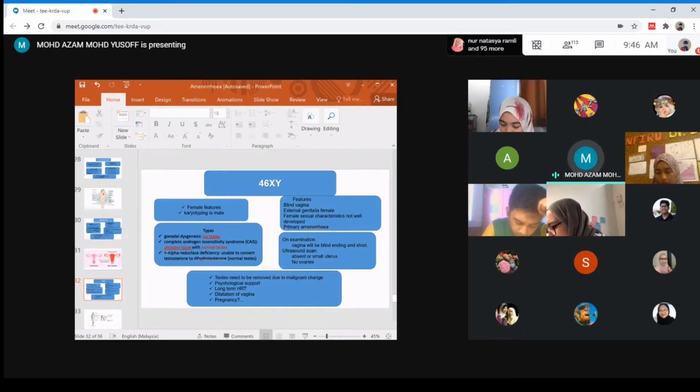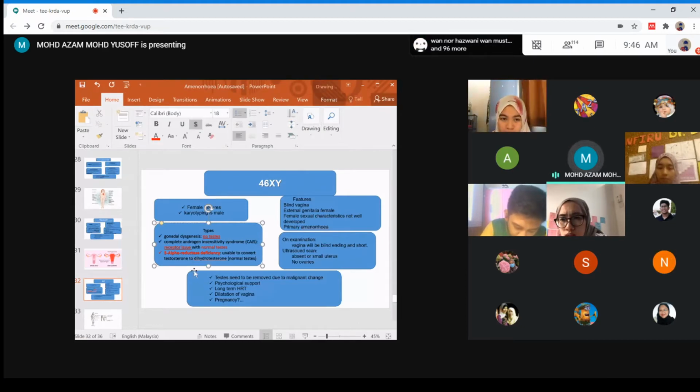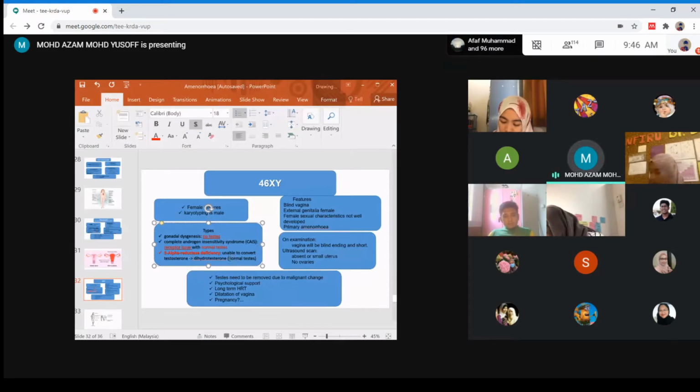All right. The third one is what we call abnormal enzyme, 5-alpha reductase deficiency. There's no 5-alpha reductase. What is this 5-alpha reductase? It converts testosterone to dihydrotestosterone. They have testes, normal testes.